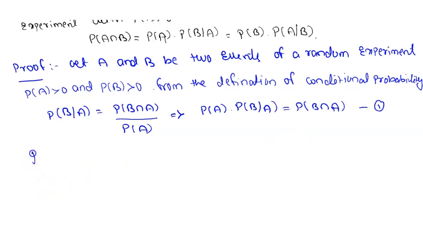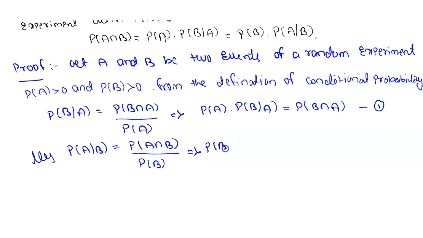Similarly, P of A divides B is equal to P of A intersection B by P of B. Here also we can cross multiply the denominator to the left side. Then P of B into P of A divides B is equal to P of A intersection B. This is equation number 2.